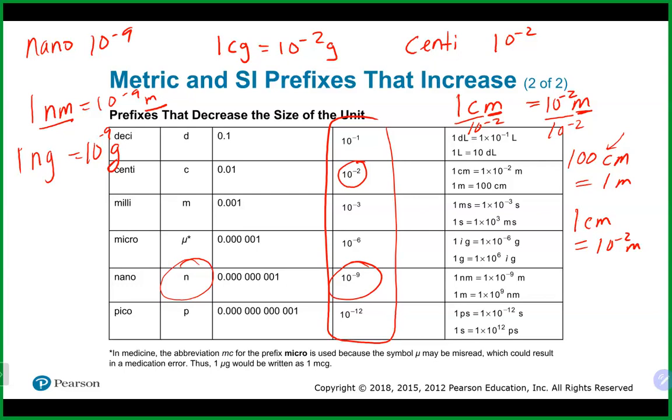So either one is fine. Neither one is right or wrong per se. They both will give you the same answer if you're using it in a calculation. But it's really important to know how to properly use these exponent factors for your prefixes so that you do not do them backwards. Any questions on that there?